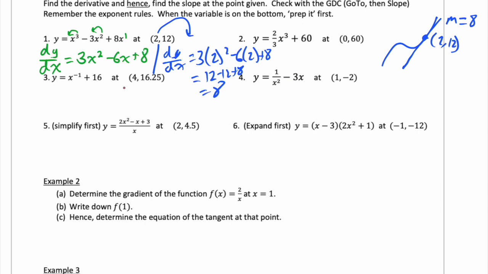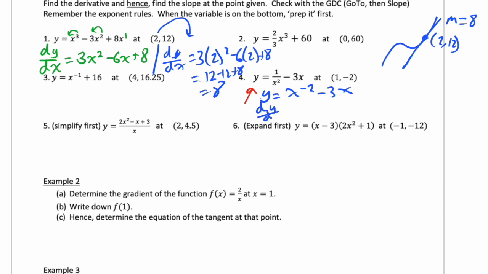Yeah, many of these are very similar. Let's take a look at this one here. This one we need to rewrite. Well, basically when x is in the denominator, we need to rewrite it before we find the derivative. So that's x to the power negative 2. And now we can find the derivative.